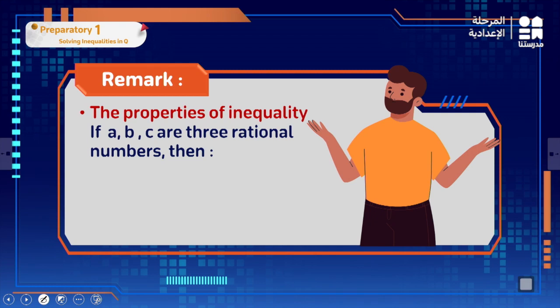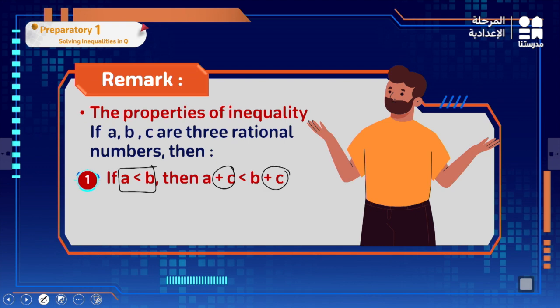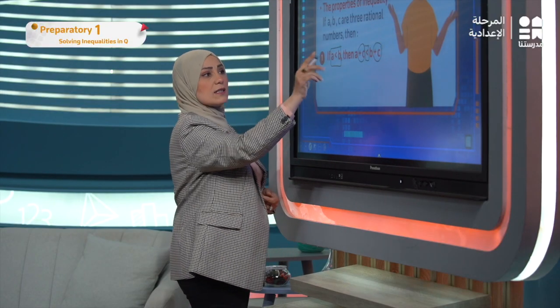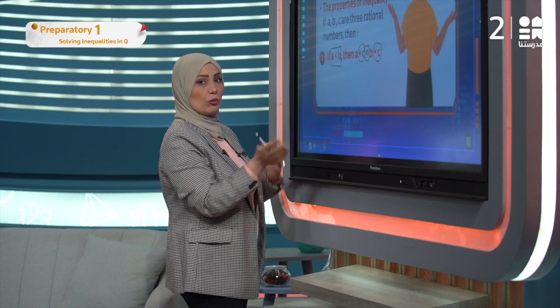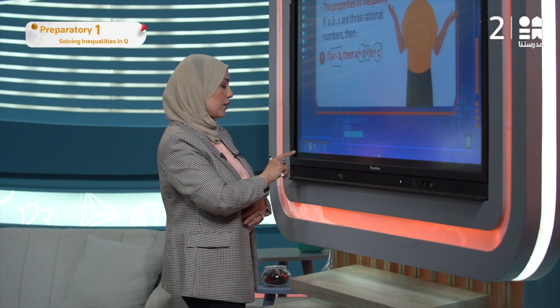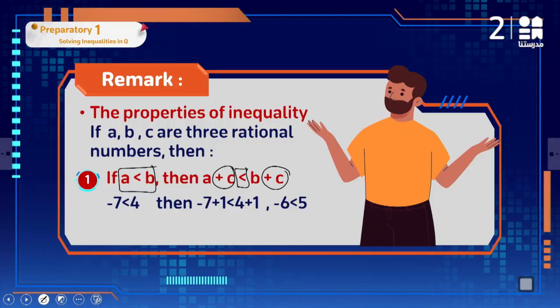The properties of inequality: if A, B, and C are three rational numbers, then number one, if A is less than B, and we add a number to both sides, we will have the same inequality sign, less. So when we add to both sides, we have the same inequality sign. For example, I have -7 is less than 4. That means when I add any number to both sides, it will stay less as it is.